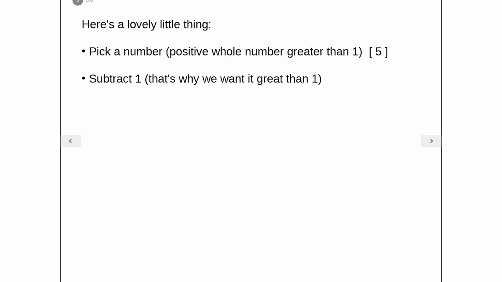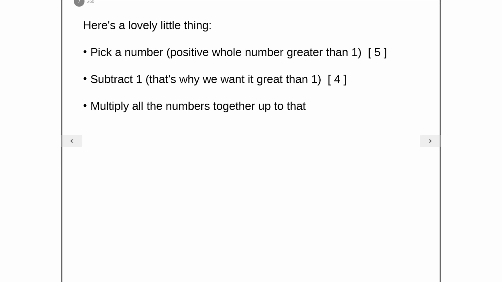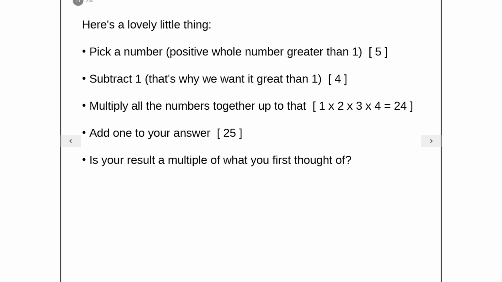Once you've got that, subtract 1 from it. Most people don't find that too difficult, and that's why we wanted one bigger than 1, so we didn't end up with 0. That gives us 4. Take all of the numbers from 1 up to 4 and multiply them together. That gives us 1 times 2 times 3 times 4, which is 24. Add 1 to that. There seems to be no reason for doing this at the moment, but bear with me. Here you get 25. And you'll notice that that is a multiple of the number that you first thought of.